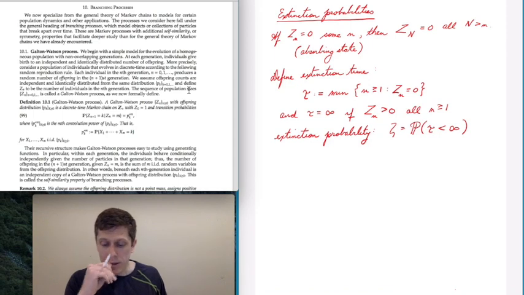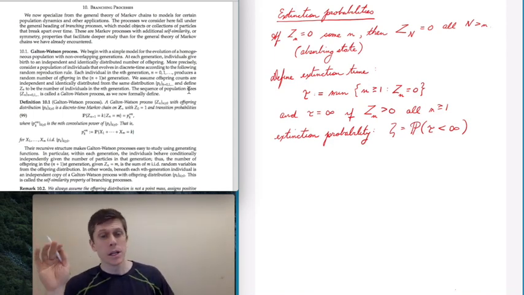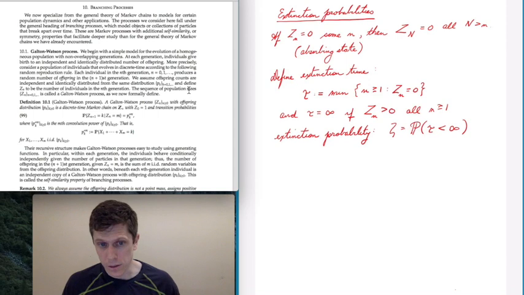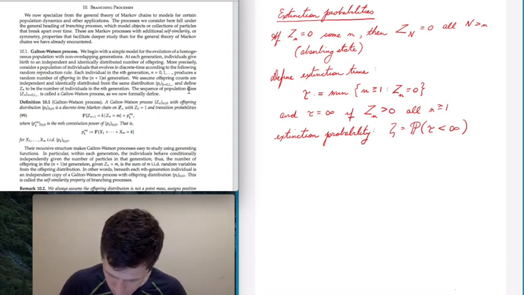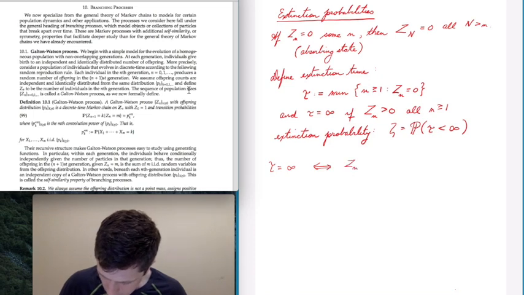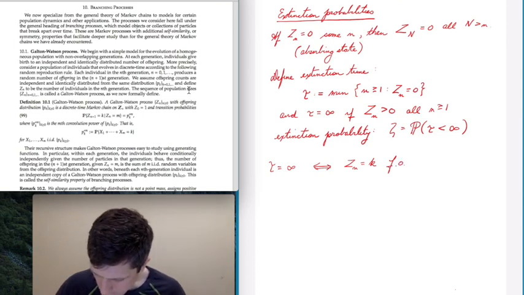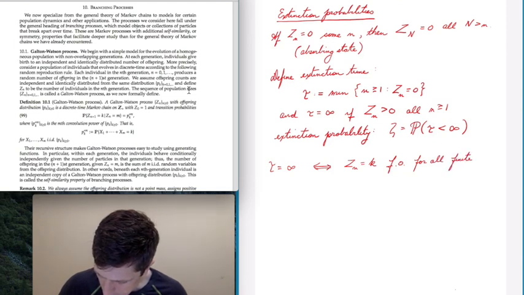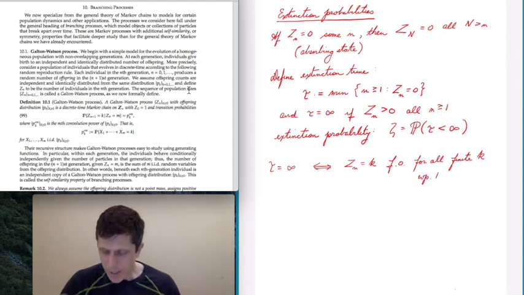Okay. Now, another observation is that in order for the chain not to go extinct, in order for it to live forever, we must only visit any given finite state finitely often. So another observation is that tau equals infinity if and only if Zn equals k finitely often for all finite k, with probability 1.